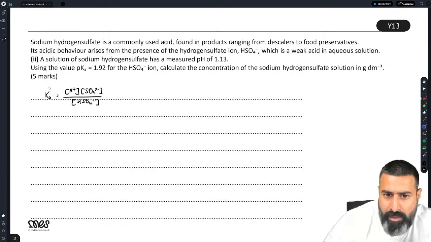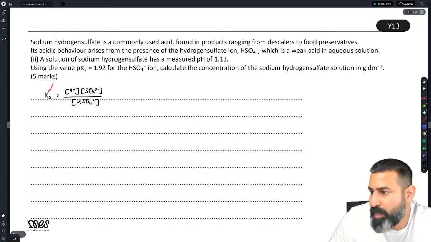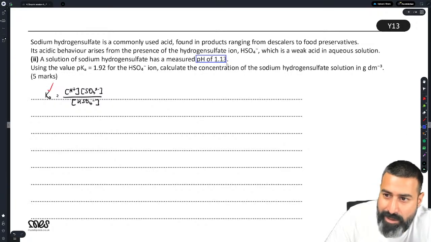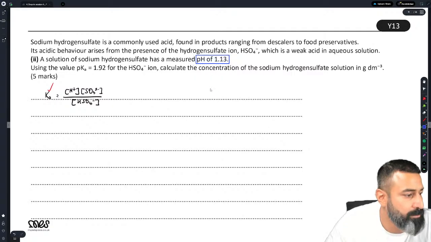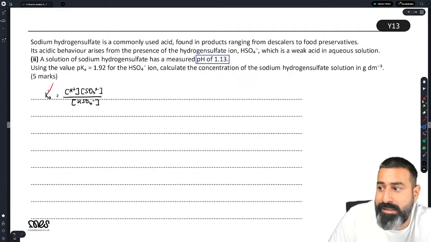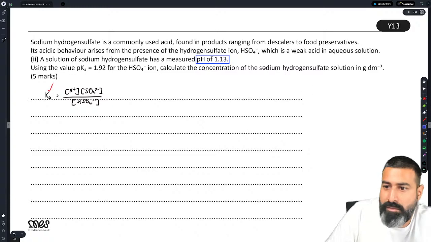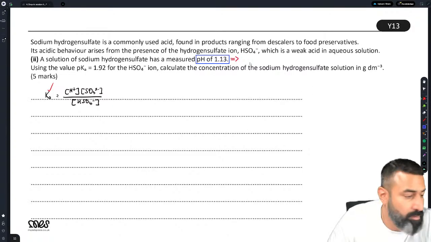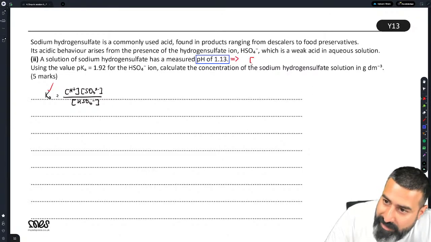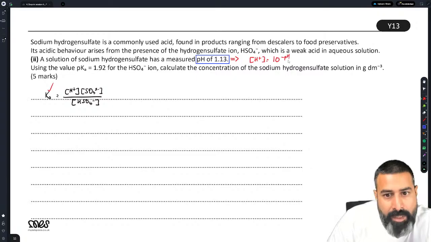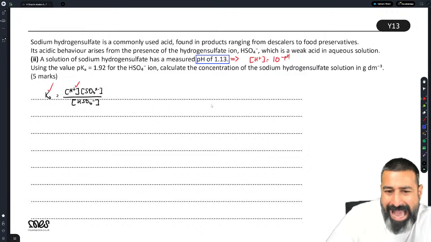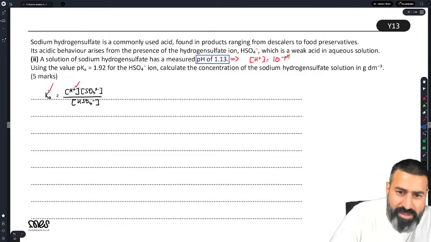Right. So in effect, I've got Ka. Is there any other information that I have? Well, I've got the pH, and the pH is not directly, but indirectly giving me what? It's giving me H+ because H+ is equal to 10 to the power of minus pH. So let's start writing a few things down. So I know this term, but hang on. I don't know what the sulfate term is, do I?